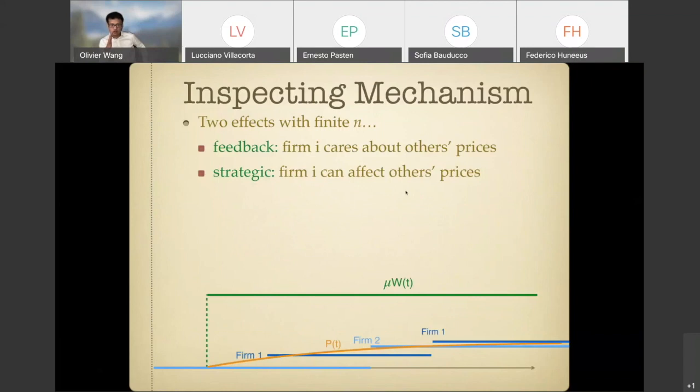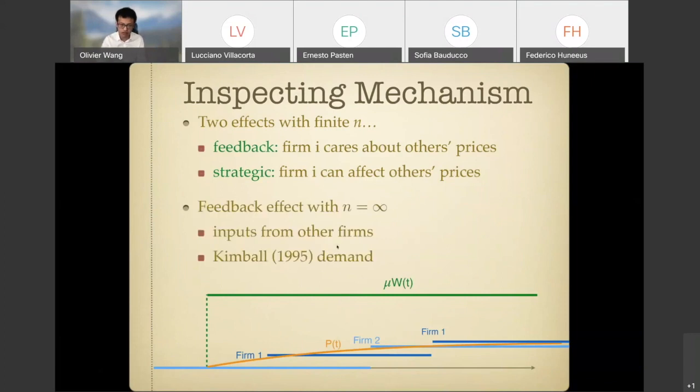One, the firm cares about its competitors' prices. So we call that a feedback effect. It doesn't want to depart too much from competitors' prices. The second, there's a strategic effect where, because future firms are going to care about my price in the future, I can use that to manipulate their price and change my pricing today. And so these two things are playing out together.